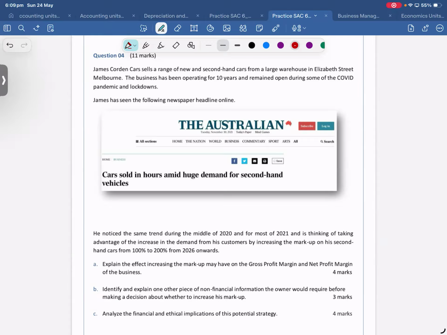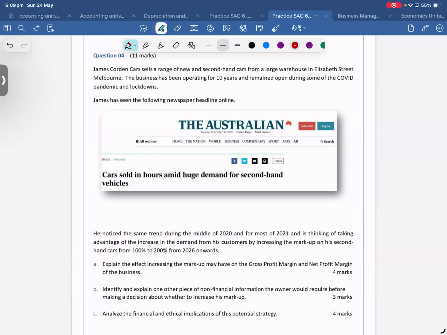Then part B, guys. Identify and explain one other piece of non-financial information. So like the number of customers in the store. You can see how much demand there is. Greater demand, there'll be greater customers. Yeah, the level of demand. Yes, that's correct. What else, guys? Number of repeated sales. Okay.